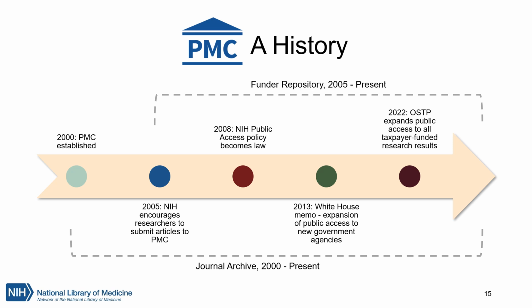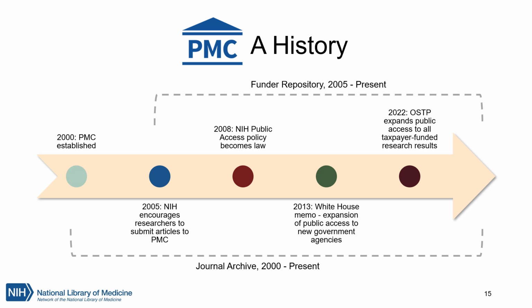Now, let's review PMC's development. It was established in 2000 at the beginning of the open access movement. At that time, PMC was exclusively an online archive of journal content. A journal was required to supply their complete contents to PMC. In 2005, the NIH began encouraging, though not yet requiring, researchers to submit their articles to PMC to give the public access. This was when PMC took on a second role as a repository for peer-reviewed funded research results and introduced author manuscripts into the collection.